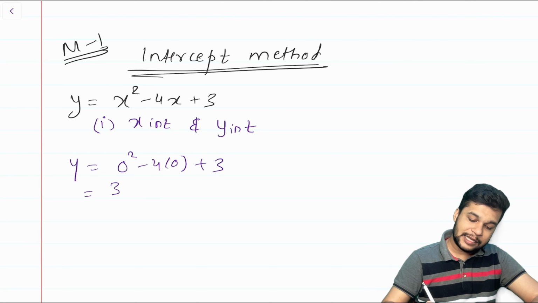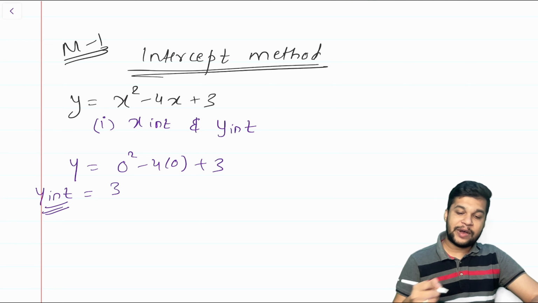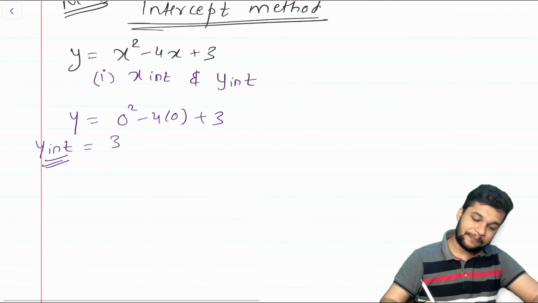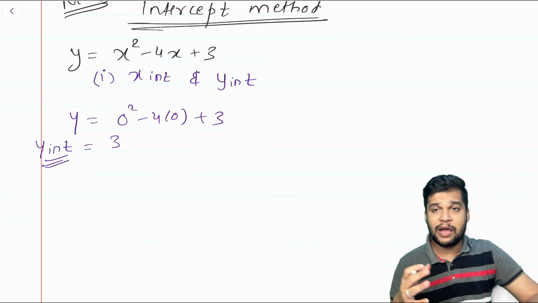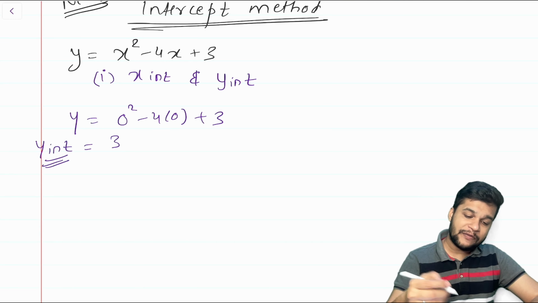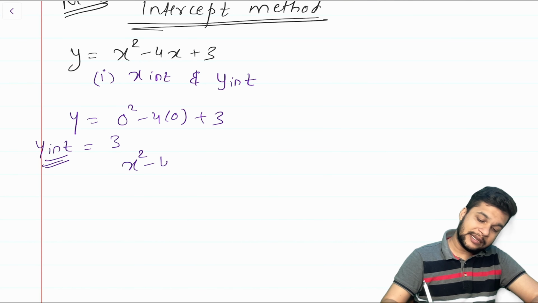So y-intercept is 3. Okay, now find the x-intercept. Oh sorry, it's not the second step, it's the first step only. I found out the y-intercept. Now I have to find the x-intercept. How do I find x-intercept? I substitute y as 0. So x square minus 4x plus 3 equal to 0.